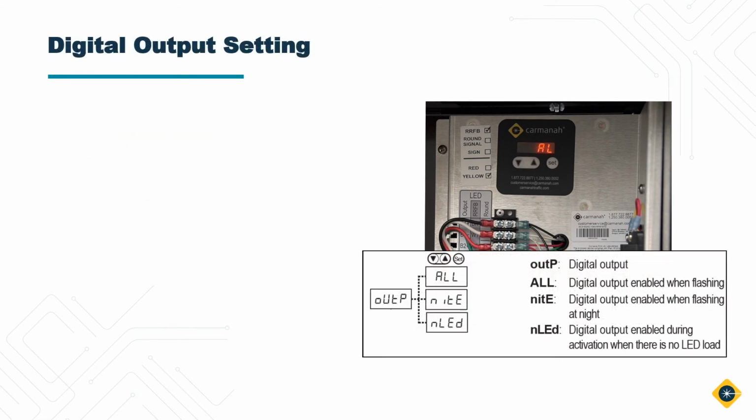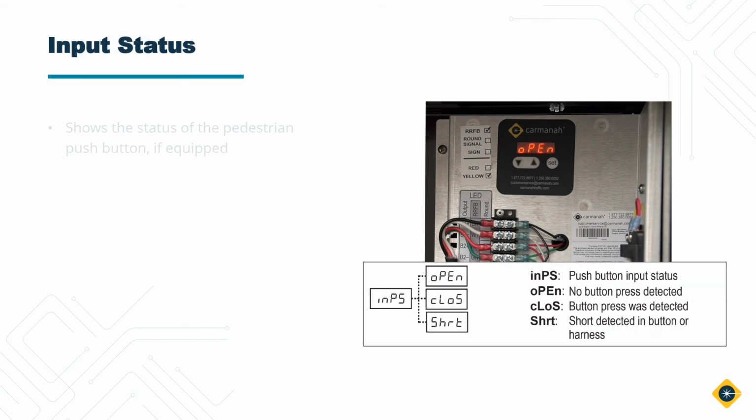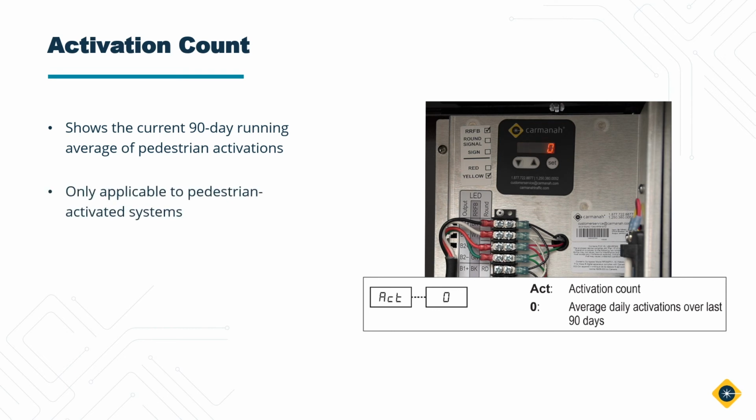Digital output setting. This will show the programmed digital output setting, which can be adjusted as required. This parameter is set to all by factory default. Input status. This will show the status of the pedestrian push button if equipped. Activation count. This will show the current 90-day running average of pedestrian activations. This only applies to systems that are pedestrian activated. Turning off the system will clear this value.